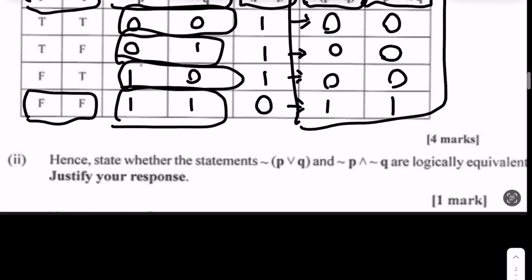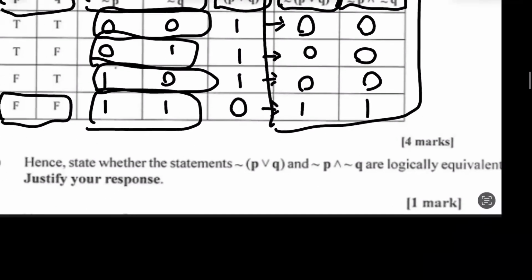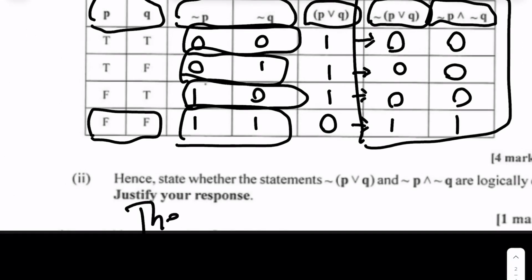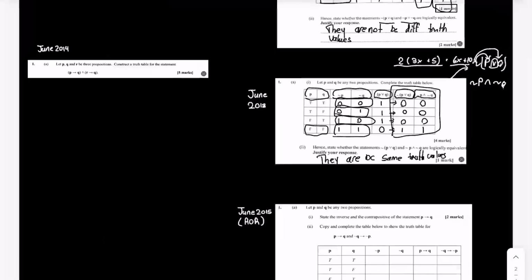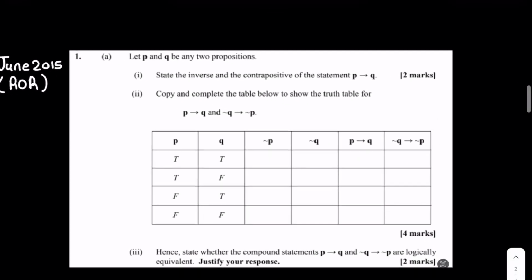This is: hence state whether these two are logically equivalent, and they are, because same truth values. Great. And now we're moving on to June 2015 for the rest of region.